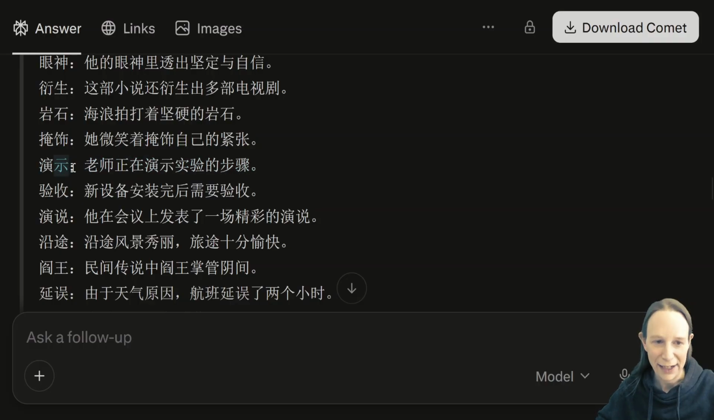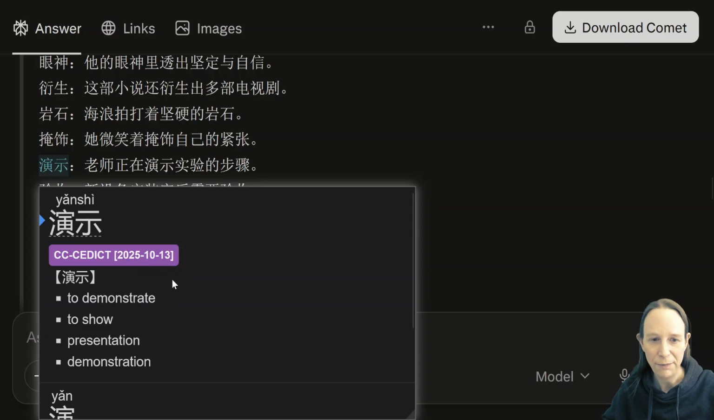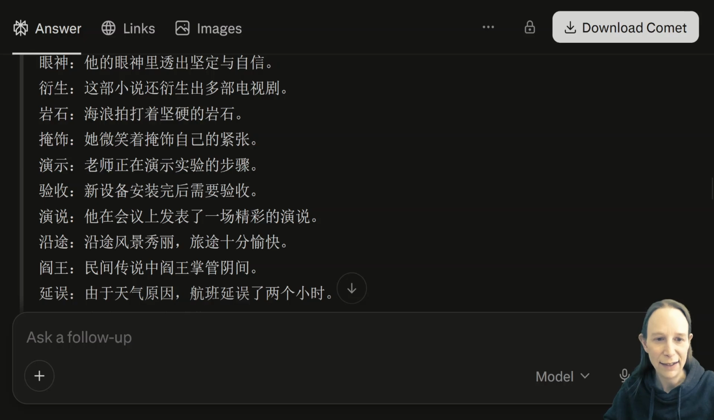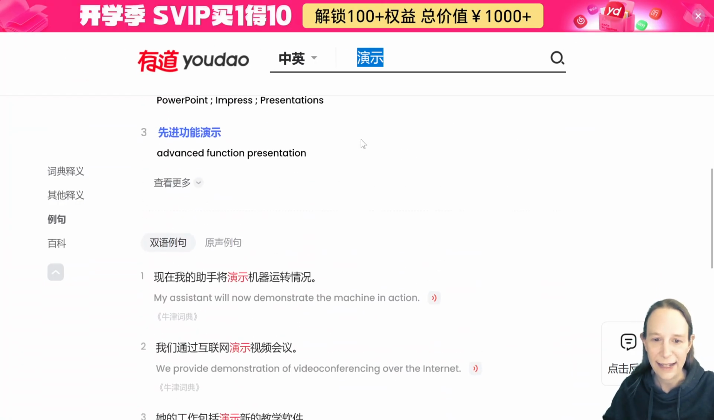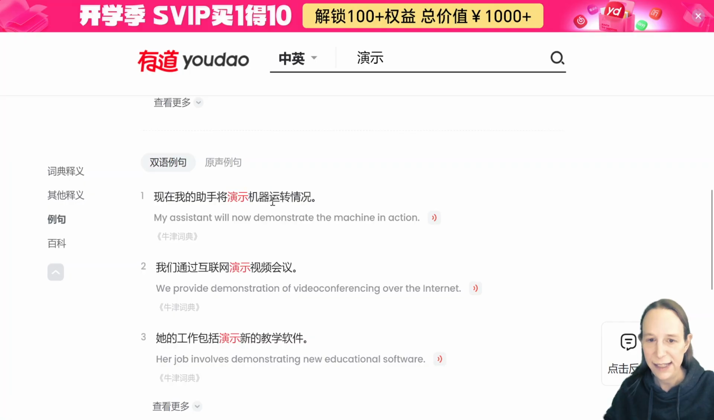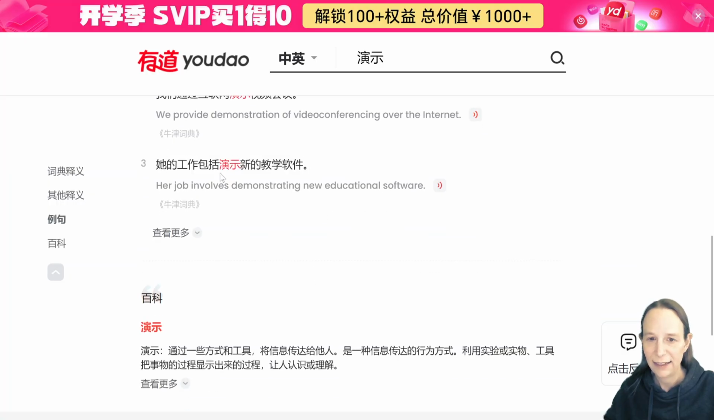Anyway, 演示. This 示 pertains to demonstrating or showing things. So 演示 is probably a demonstration of like a chemistry experiment or something like that. 老师正在演示实验的步骤. Maybe demonstrating how to perform calculus. 演示机器运转情况. Demonstrating the new teachings, etc.